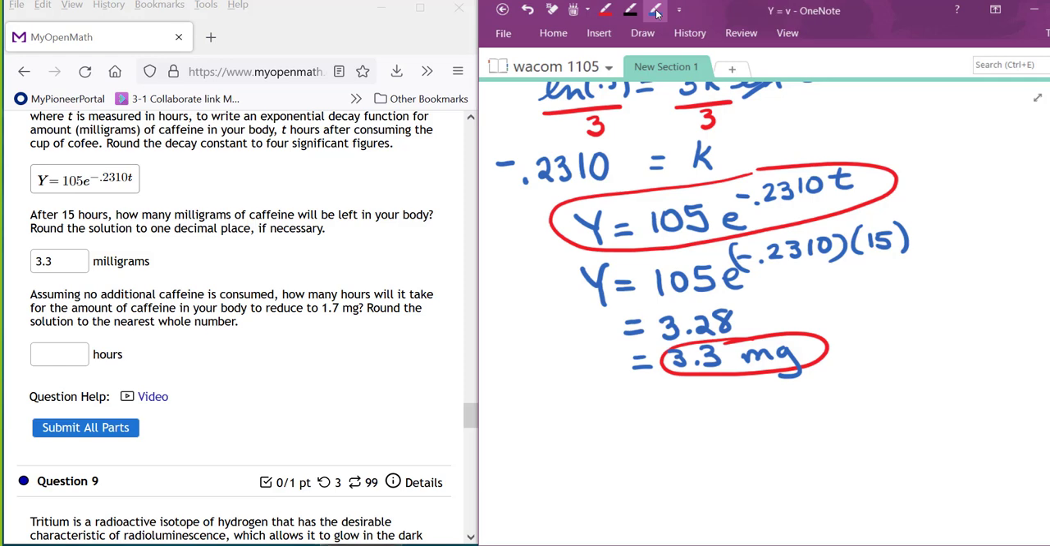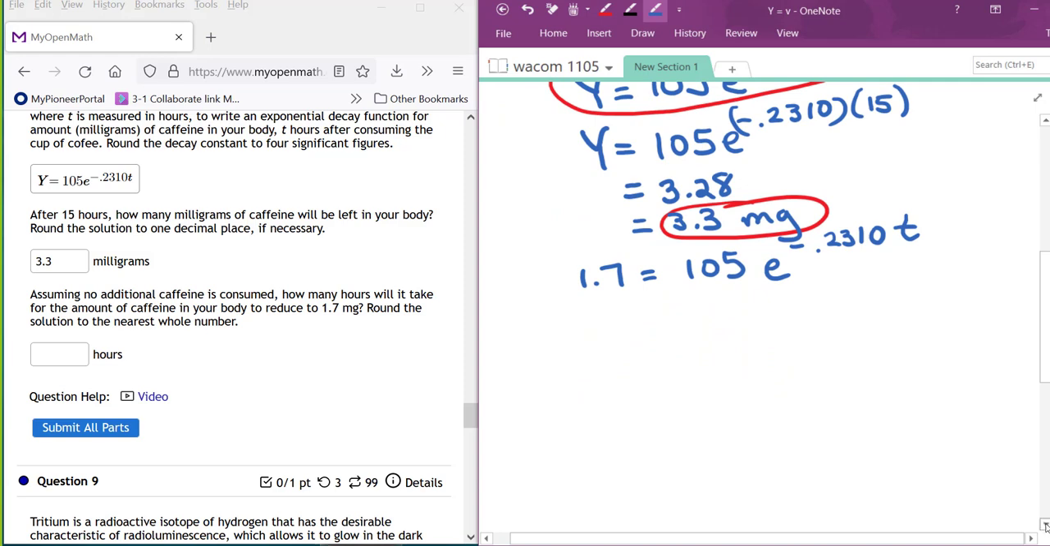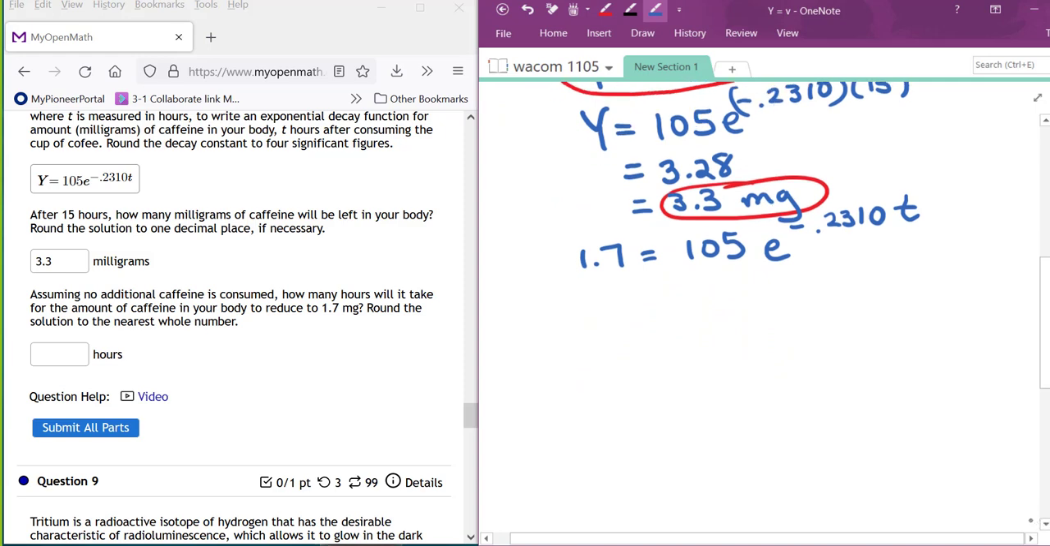Assuming no additional caffeine is consumed, how many hours will it take the amount of caffeine in your body to reduce to 1.7 milligrams? So this is what we want left, is the y, so 1.7. Your initial is still 105, e to the negative 0.2310. We are looking for the t. So this time we will need to take a logarithm of both sides because we want to solve for something that's in the exponent position.